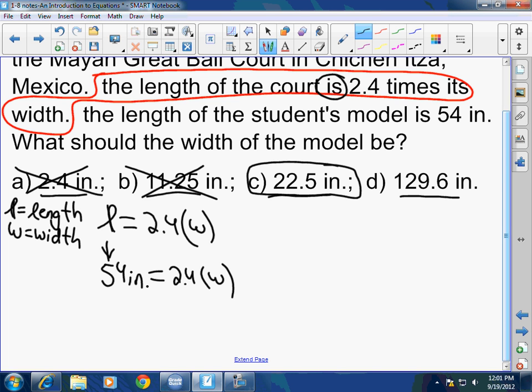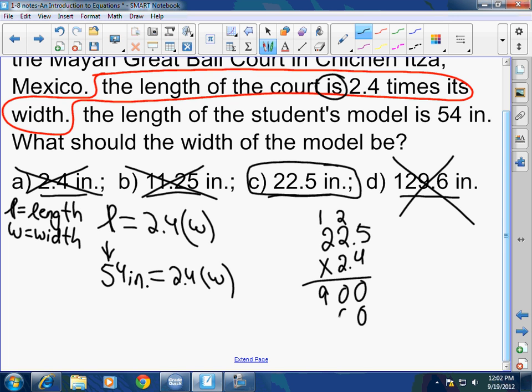And then 129.6. What's 129 times 2? Go ahead and round this to 130 if it makes it easier. What's 130 times 2? 260, right? Is that even close to 54? So just by using your logic, you know the answer is C. But let's prove it. You know Mr. Moore likes to prove things, okay? Math is about proof, not about guessing. So times 2.4, skip a space.